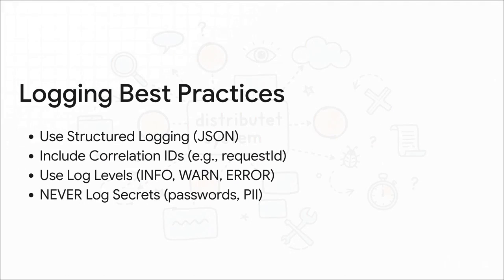So how do we get those good logs? It really comes down to a few simple rules. First, always use a structured format like JSON so machines can actually read it. This is so important. Always include a correlation ID, like a request ID. That little ID is the golden thread that lets you tie a whole user journey together. Use log levels so you can filter out the noise. And super important from a security standpoint, never ever log secrets or personally identifiable information.